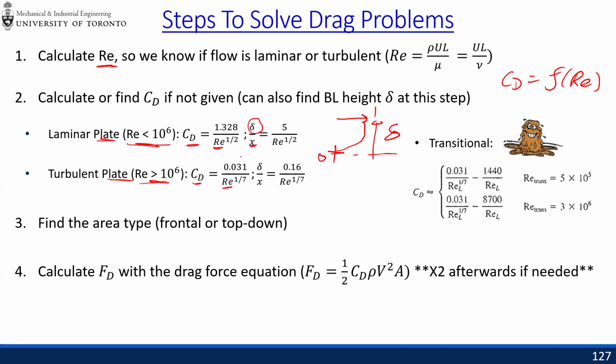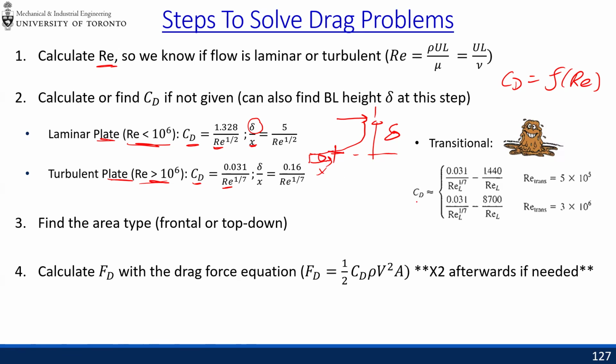And x is basically the length. So you actually have to put down where you're trying to find the boundary layer height delta. So put it in right there. That depends on how far it is from the start of the object.